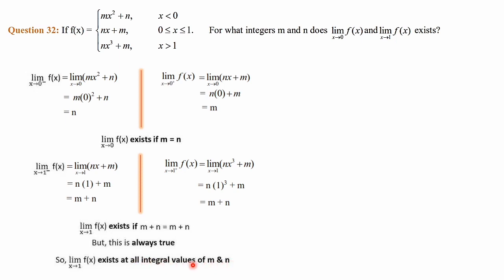Whatever values you put for m and n, the left hand side and right hand side will be satisfied. So the limit as x tends to 1 of f(x) exists at all integral values of m and n. That is the way we can go for the conclusion. Next we shall discuss the concept of derivatives.